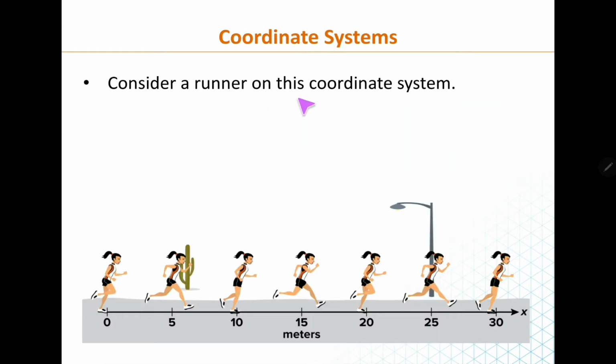Consider a runner on this coordinate system. Let's suppose that we have a coordinate system here, and we have a runner. The runner started from the 0 point until she reached 30 meters. So the 0 point here, we can name as the origin. She started from the origin until she reached this point, which is 30 meters.